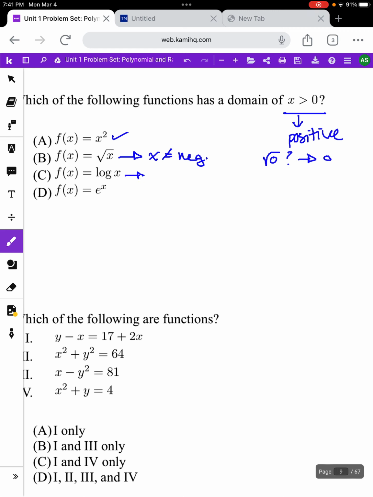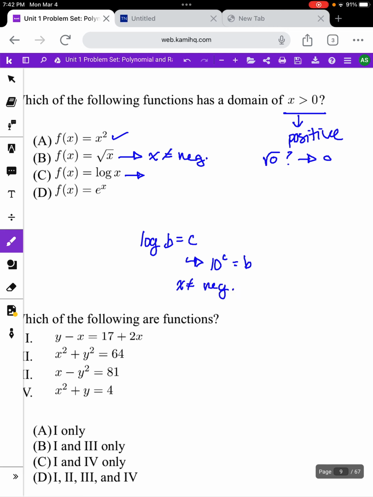All right, log x. So remember, if you have log of b equals c, right? We're just going to use log base 10. So this is 10 to the c equals b. It doesn't matter what you make c, b will never be negative. If c is negative, then b is just really small. It's a decimal, but it's still positive. It's not negative. Okay, so this definitely can't be negative.